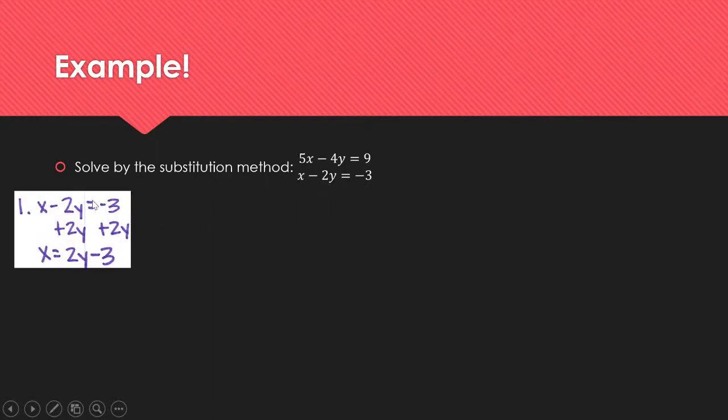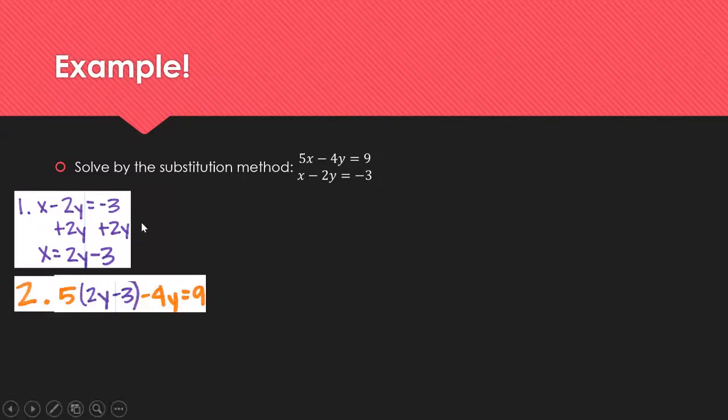So if I take x minus 2y equals negative 3, I add my 2y over, and I get x equals 2y minus 3. That's step 1. Step 2 says, okay, now we're going to plug that equation, 2y minus 3, in for x in the other equation. So we're going to take the top equation, and instead of having an x, we're going to plug in 2y minus 3. So we have 5 times (2y minus 3) minus 4y equals 9.